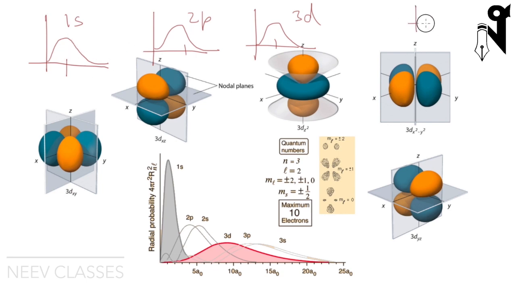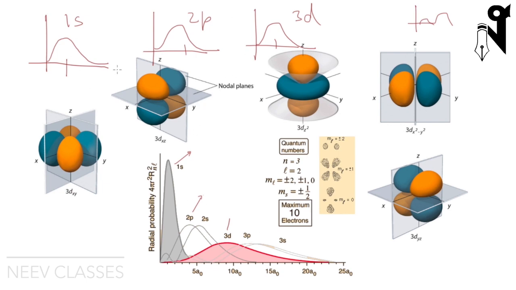It is not having a double hump or a triple hump. The first appearance of an orbital, like S happening for the first time in the first shell, P for the first time in the second shell, D for the first time in the third shell, all of them will have the same number of humps. That is a single hump. So that's your 3D, that's your 2P, and that's your 1S. All are having a single hump.